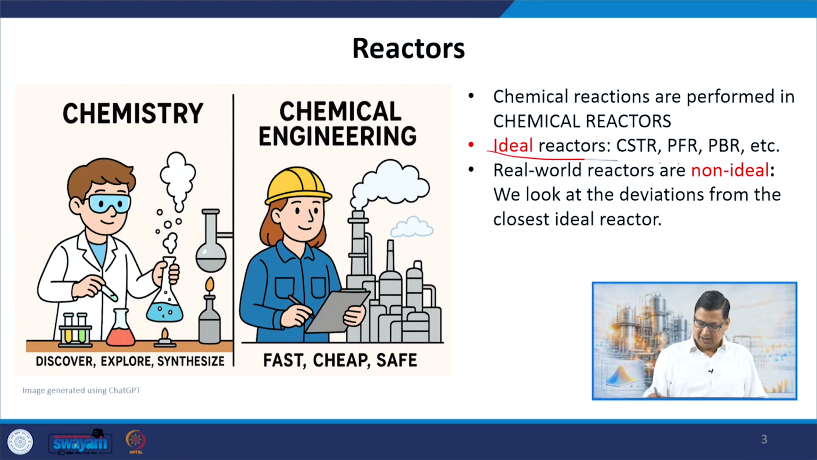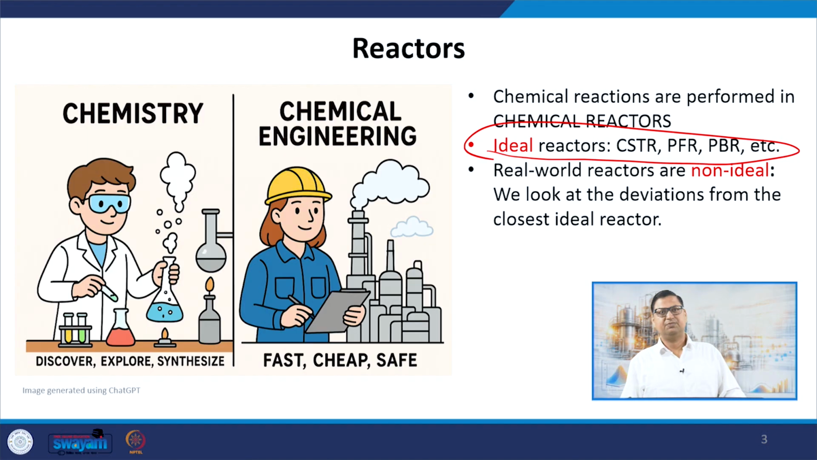So, when we look at chemical reactors, we typically begin with the idea of ideal reactors. In some sense, just like in thermodynamics, we talk about ideal gas, in chemical reaction engineering, we talk about ideal reactors. And the examples are the continuous stirred tank reactor CSTR or the plug flow reactor PFR. And accordingly, we have the solid gas reactors like packed bed reactor, and we have like a fluidized bed reactor and so on, right. So, all of these are modeled as ideal reactors.